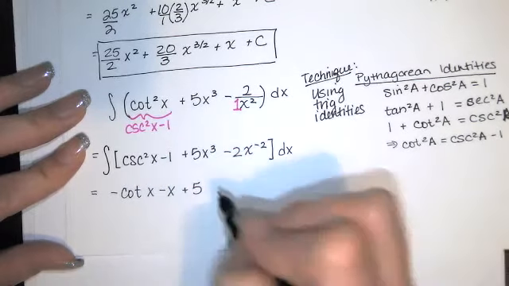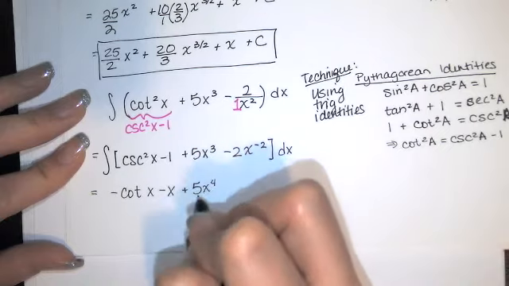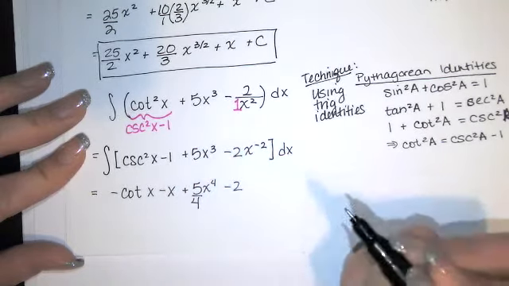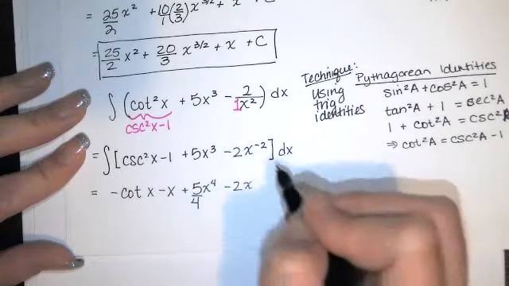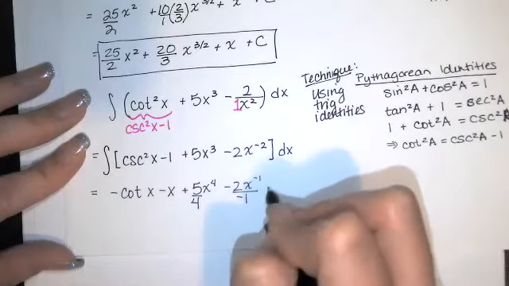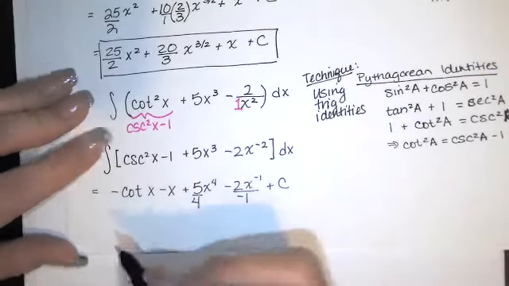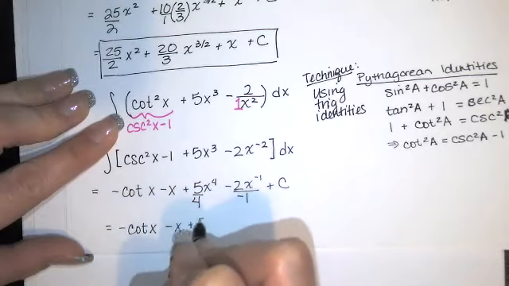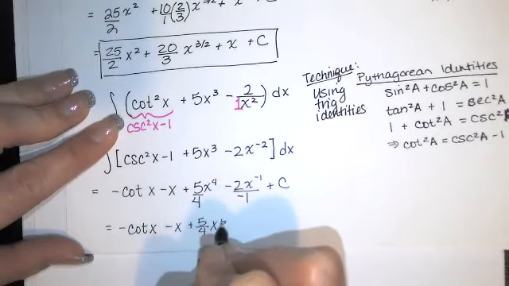Bring the 5 down. Here we add 1 to the exponent, divide by the new exponent. Bring the 2 down, add 1 to the exponent. Negative 2 plus 1 is negative 1. Divide by the new exponent. Don't forget to add your c. We get negative cotangent of x minus x plus 5 over 4 times x to the 4th.